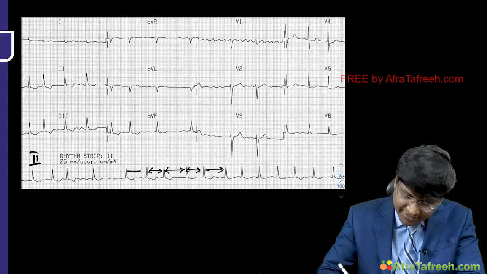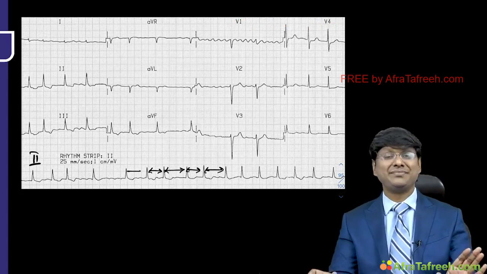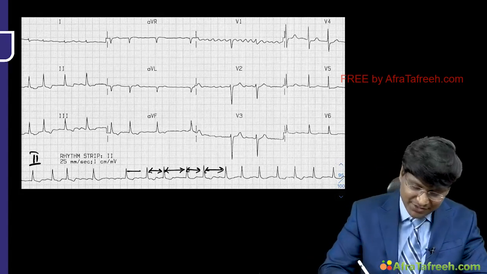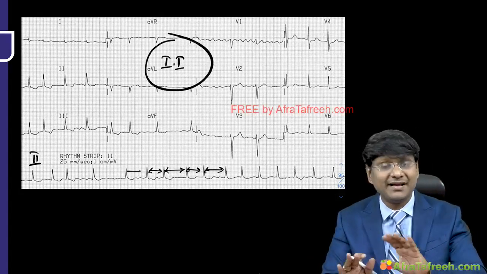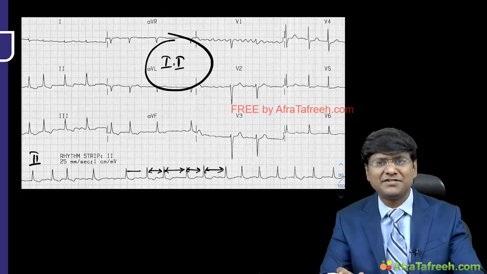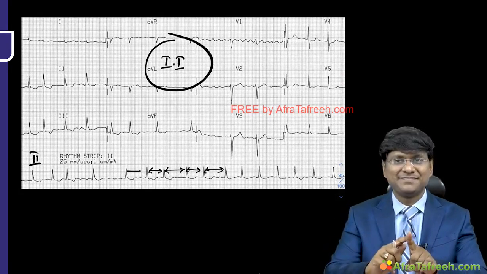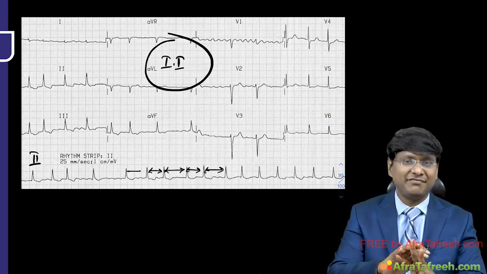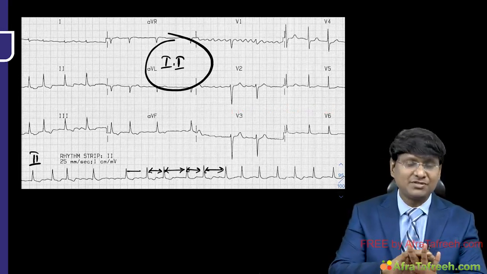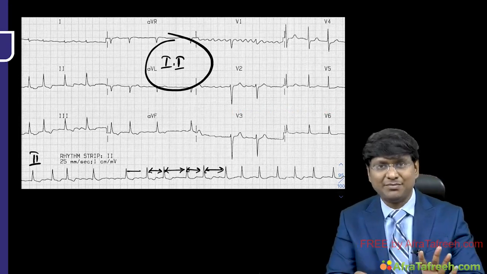You are having variable RR intervals. Once you are having variable RR intervals, what did I tell you? You have that irregularly irregular rhythm. So what are the differential diagnoses? Atrial fibrillation, then multifocal atrial tachycardia, atrial flutter with variable AV block, paroxysmal atrial tachycardia with variable AV block.